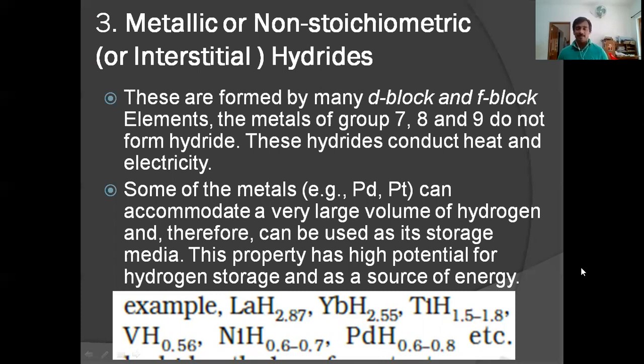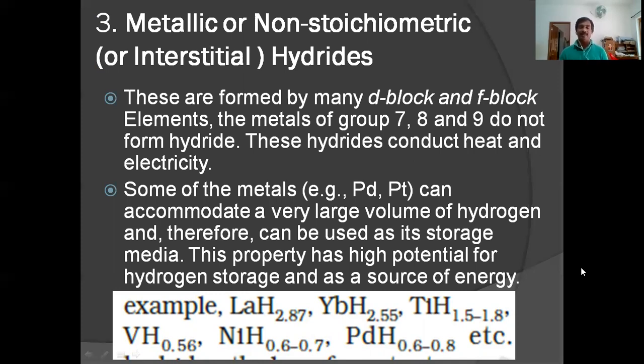Some of the metals, for example palladium and platinum, can accommodate a very large volume of hydrogen and therefore can be used as storage media. This property has high potential for hydrogen storage and as a source of energy. You have to remember it. There is a lot of research on the effective storage of hydrogen. It is one of the methods.